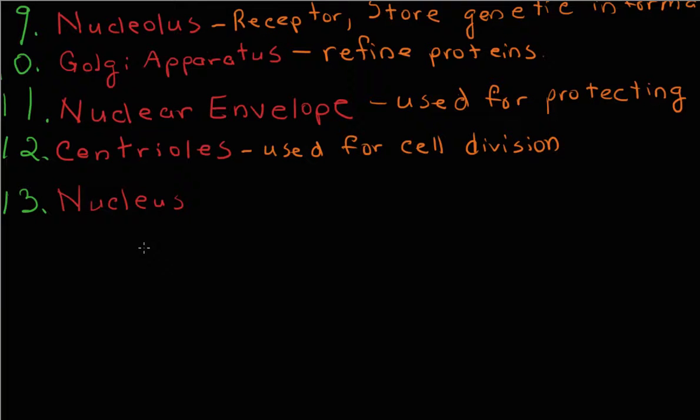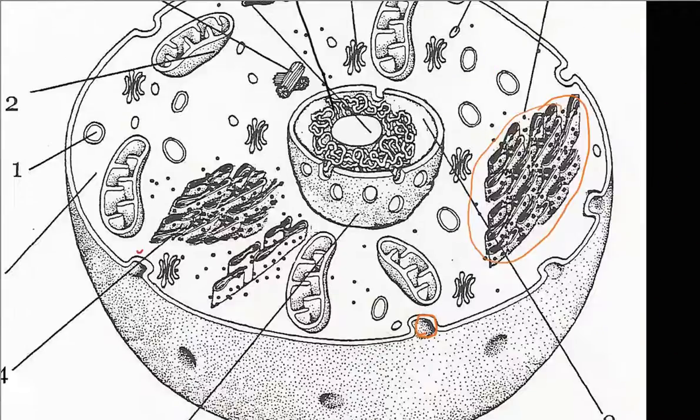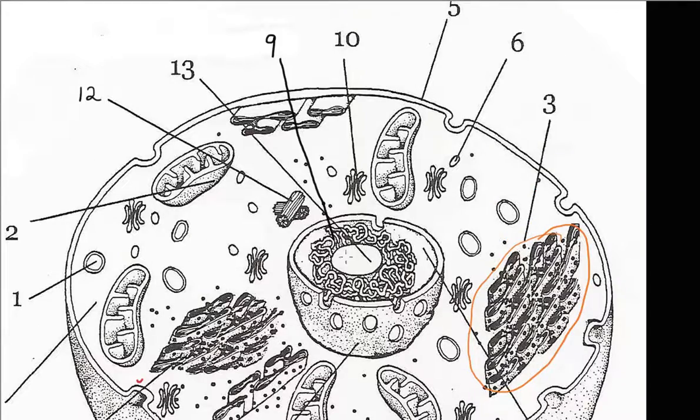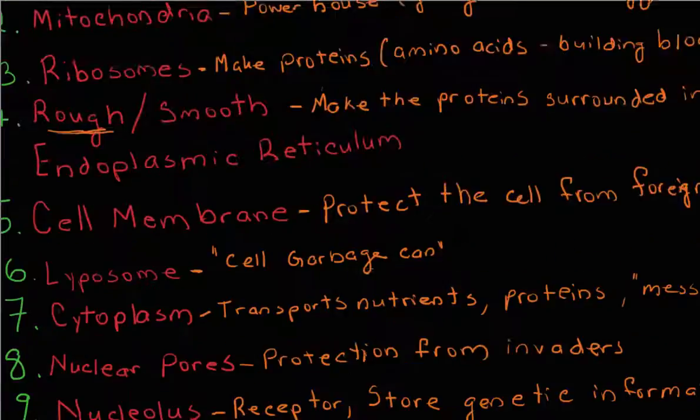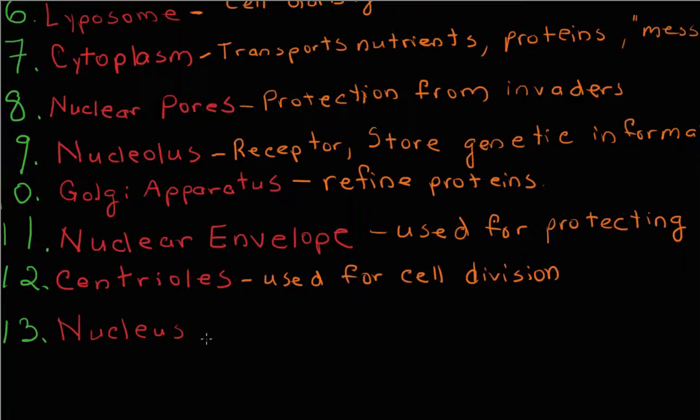And last but not least, the nucleus. The nucleus, its main purpose is to store genetic information. The nucleus also interacts with other parts of the cell, but its main purpose is for storing genetic information.